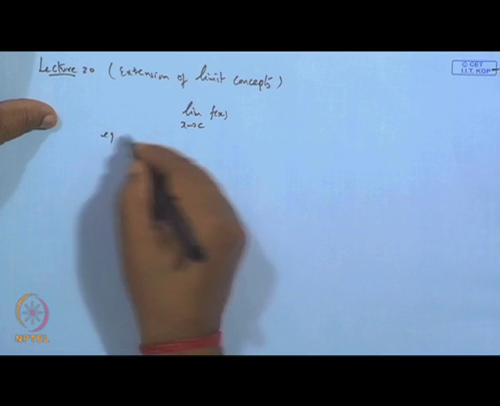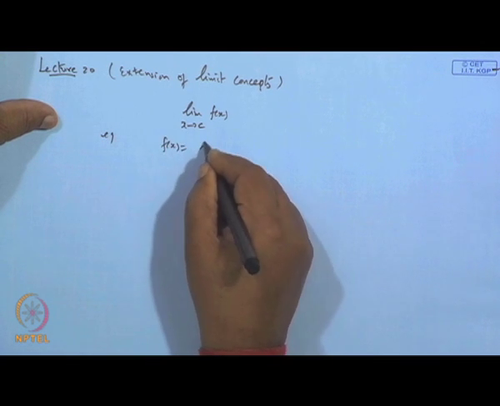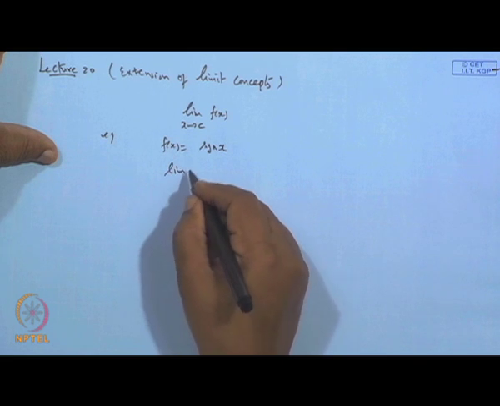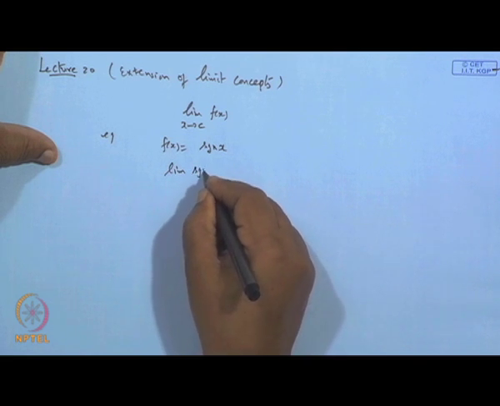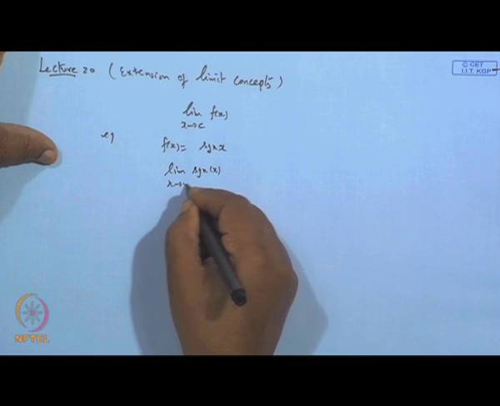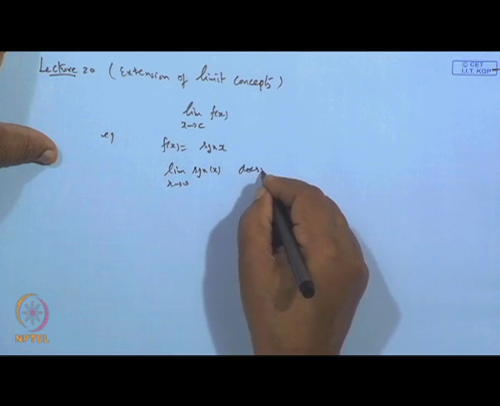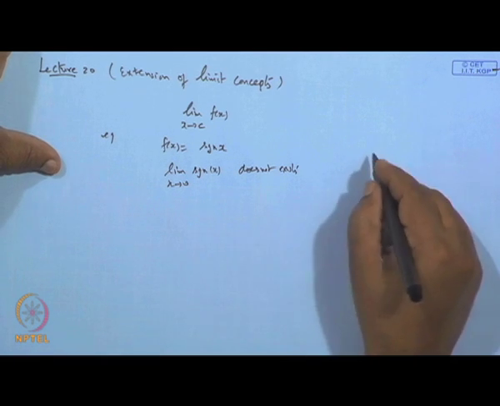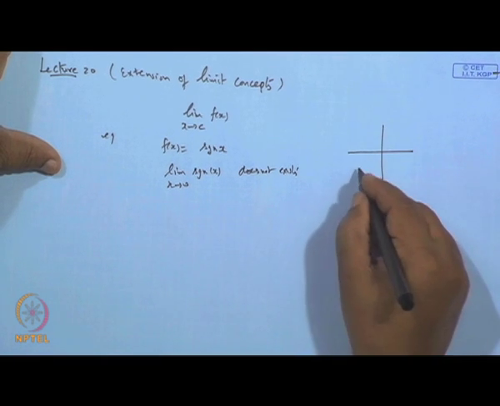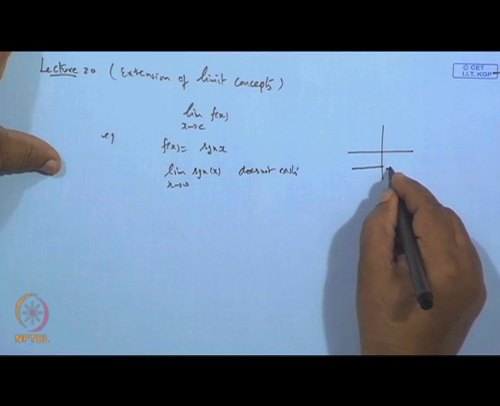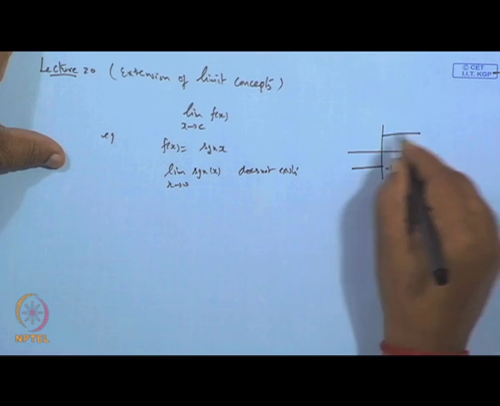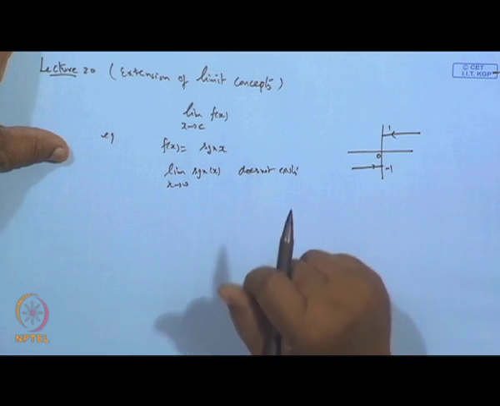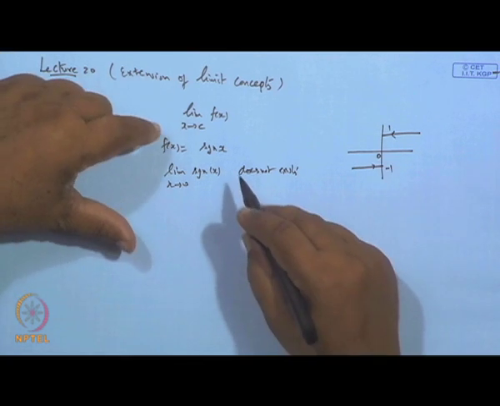For example, if we take the function f(x) as the signum of x, we have seen the limit of this function f(x) = signum of x when x tends to 0 does not exist, because the reason is very simple. When you take the left hand side, the limit approaches minus 1, right hand side the limit approaches plus 1, and at the point 0 it is 0.